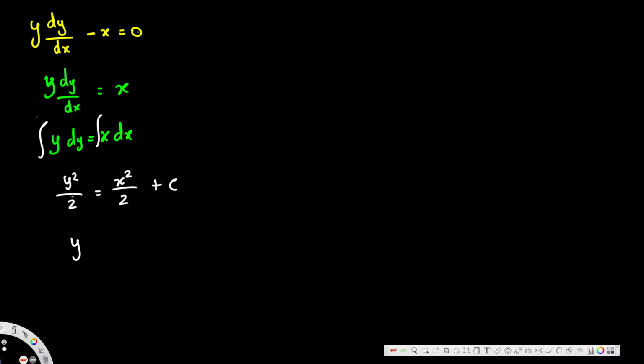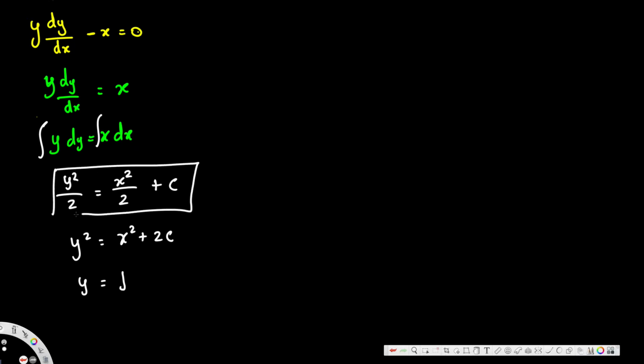Now finally we have to express our answer in terms of y. So let's move this 2 to the other side. So y squared is going to be 2 times, this 2 cancels, so this is going to be x squared plus 2C, and therefore y is going to be the square root of that. Or we can just leave it like this. If you are satisfied by this one, you can just finish it right here. But if you want to write in terms of y, you can go ahead and write the square root of x squared plus 2C, and that's going to be our final answer.